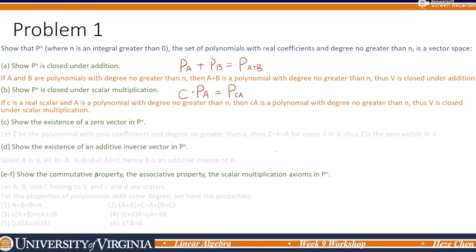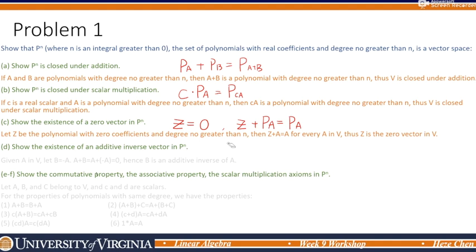Next, show the existence of a zero vector in Pn. If we have a Z, which is the zero polynomial, then we will find Z plus any polynomial A will be equal to that polynomial itself. So Z is the zero vector in V.